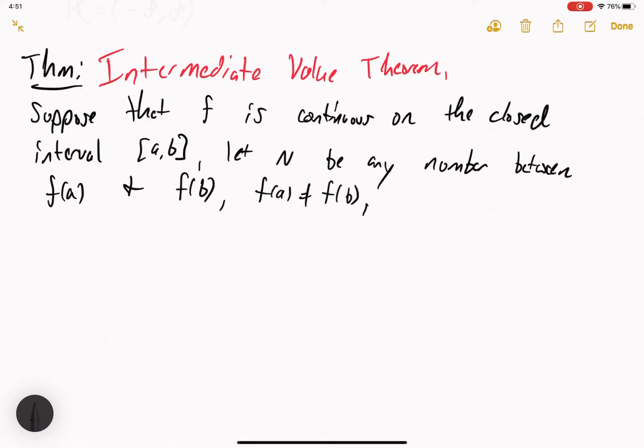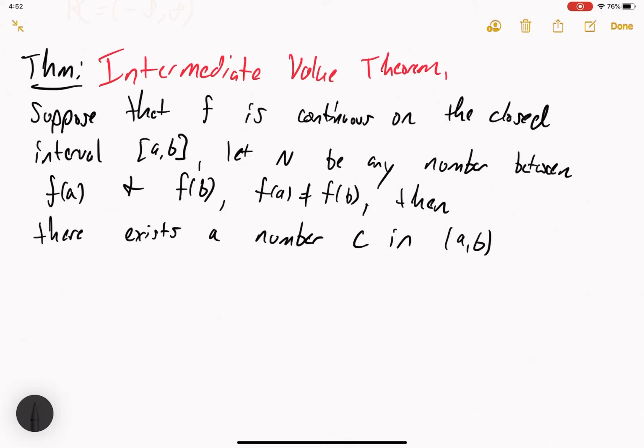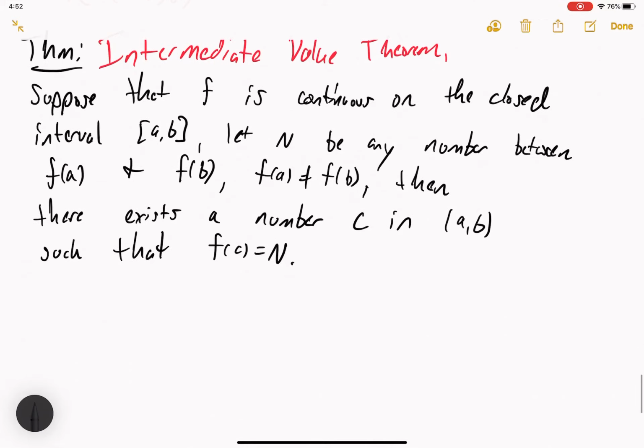So then what do we get? We have then that there exists a number c in (a, b). Again, this is going to be the open interval now, so not including a or b, such that f of c is equal to n. All right, so what does this mean? Let's draw a picture and I'll show you.